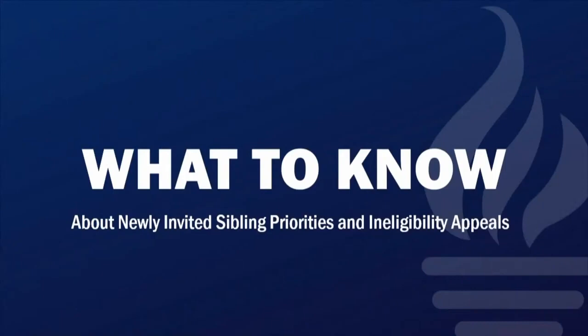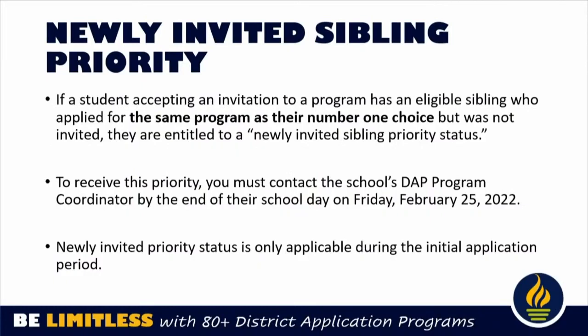Want to go over that newly invited sibling priority and if you wanted to appeal the ineligibility. So newly invited sibling, if you have multiple siblings who, and this is important as well, you put number 1 ranked for the same program. So if you did number 1 for the program on one child and 2 for another and 3 for the third, you will not get a newly invited sibling priority. They all have to be that number 1 ranked for the same program.